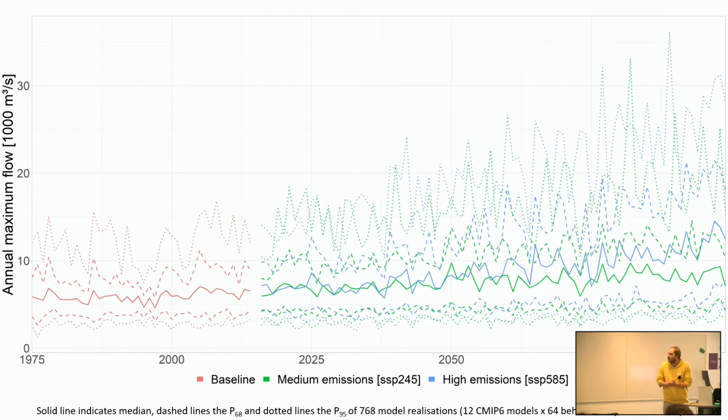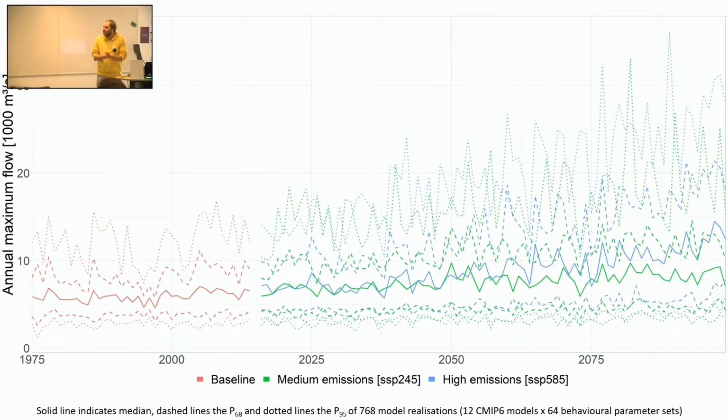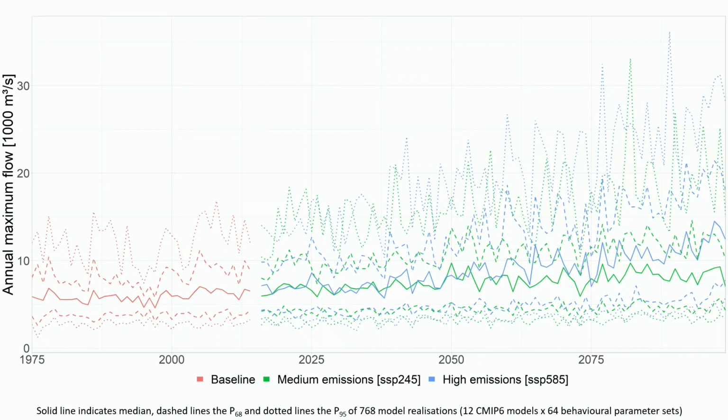This is the annual maximum flow plotted on the y-axis, and on the x-axis is the simulation period. We simulated 3 different scenarios. In red, the baseline scenario, the past, and then in green and blue, the medium emission and the high emission scenario. We have a set of 64 hydrological models, so 64 different parameter sets to estimate the uncertainty in our hydrological predictions.